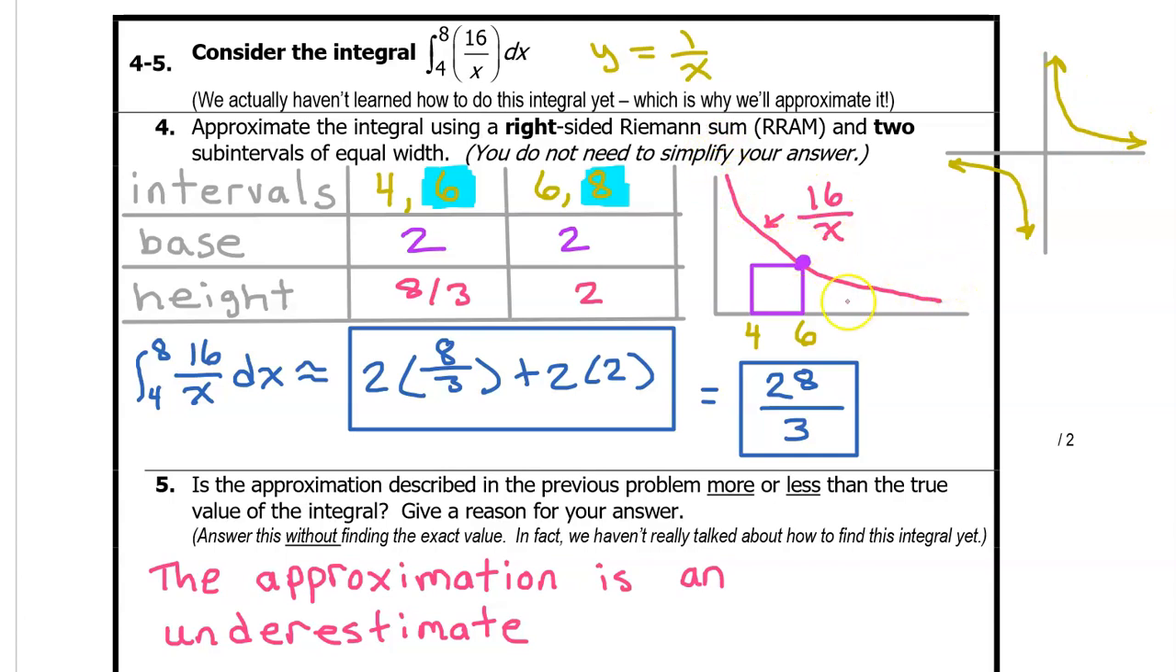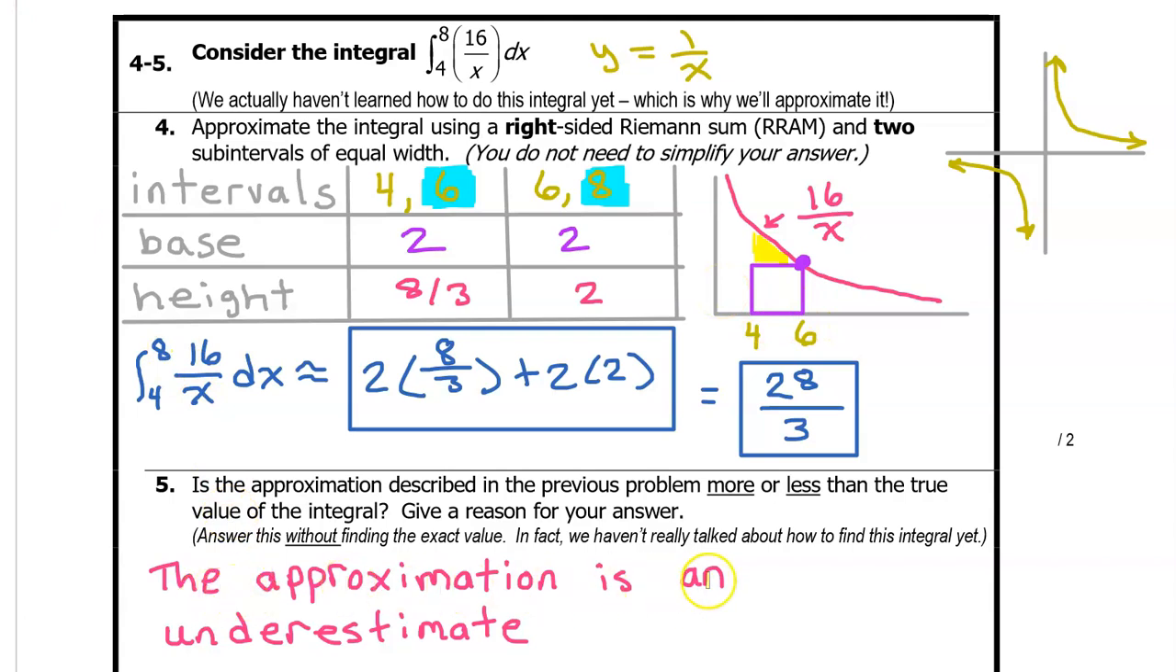Looking at the rectangle, we can see that this is going to be an underestimate because the area of the rectangle does not include this area that is under the curve. So the area of the rectangle is going to be less than the true value of the integral from 4 to 6.